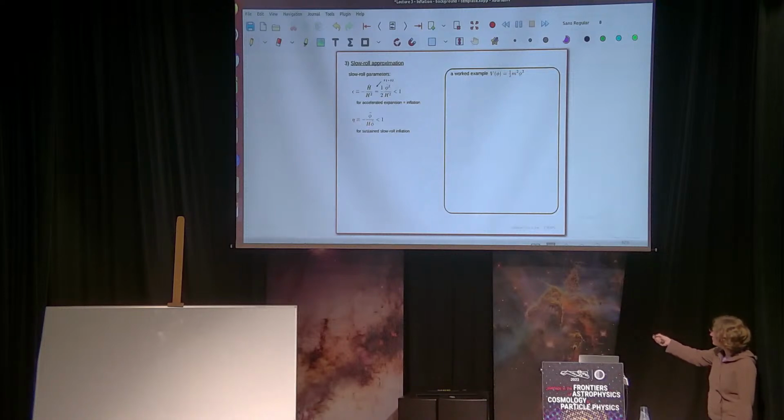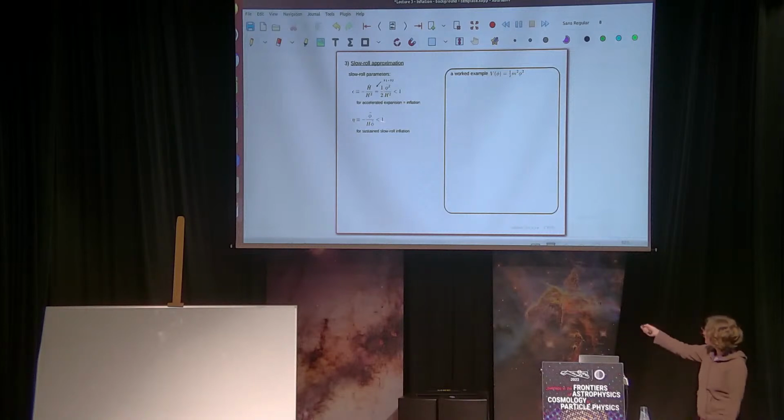Eta, on the other hand, there should actually be absolute values here. Eta can be positive or negative. Epsilon just tells us that we need epsilon smaller than 1 to be in an accelerated expanding universe. It's basically equivalent to the condition omega smaller than -1/3. Eta tells us that we actually want to stay in this state for a sufficiently long time.